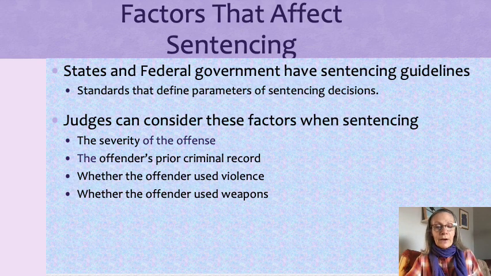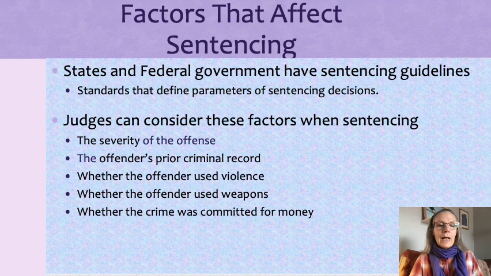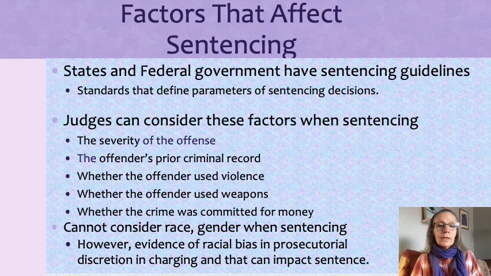Whether or not the offender used weapons, whether or not the crime was committed for money. This isn't an exhaustive list, but these are the types of factors that a sentencing judge, a prosecutor, and a defense attorney will take into consideration as they make sentencing recommendations. Judges, prosecutors, defense attorneys, and the sentencing guidelines of the state cannot consider race or gender when sentencing.